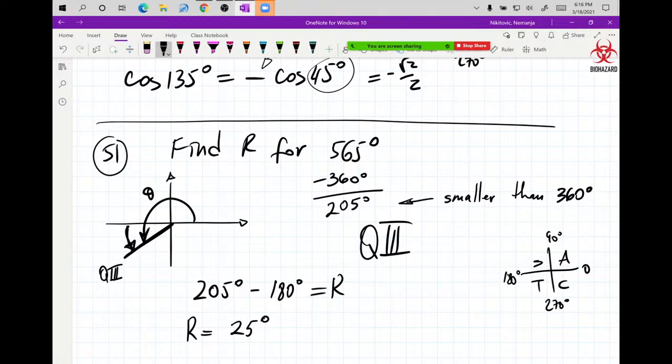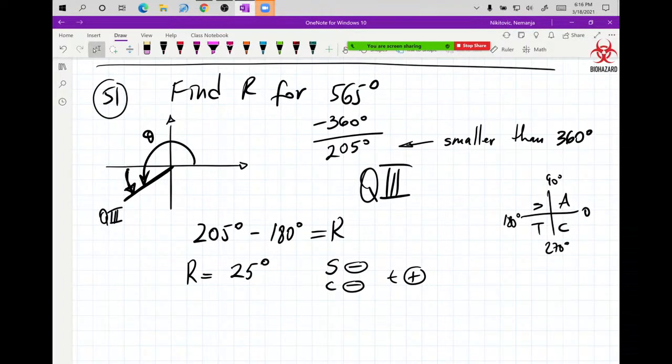And it's in Q3, which means the sine in Q3 is negative, cosine is negative, and tangent is positive, if I need to. No one asked me to compute any values. They just wanted me to figure out the reference angle. So I took this 565-degree angle, first reduced it to the first circle, 0 to 360, and then I used the calculation to figure out the reference angle. And the problem is done.